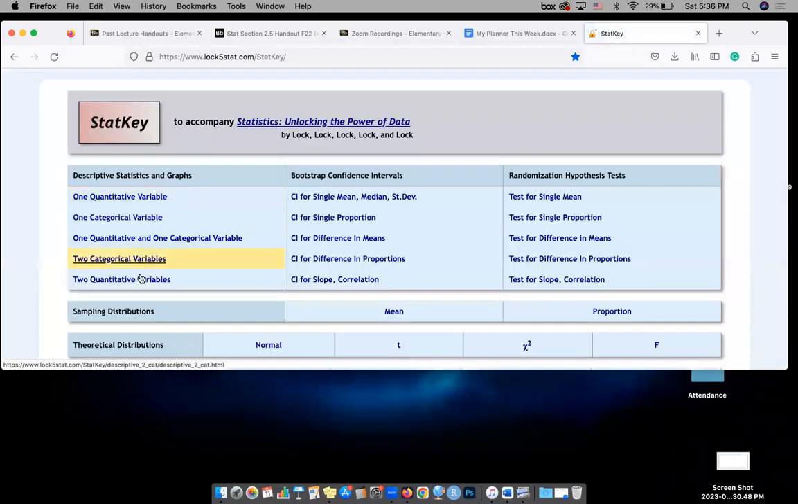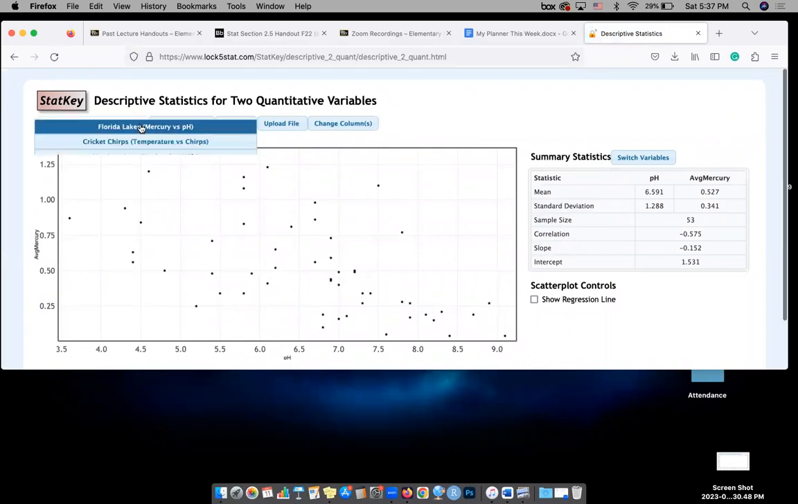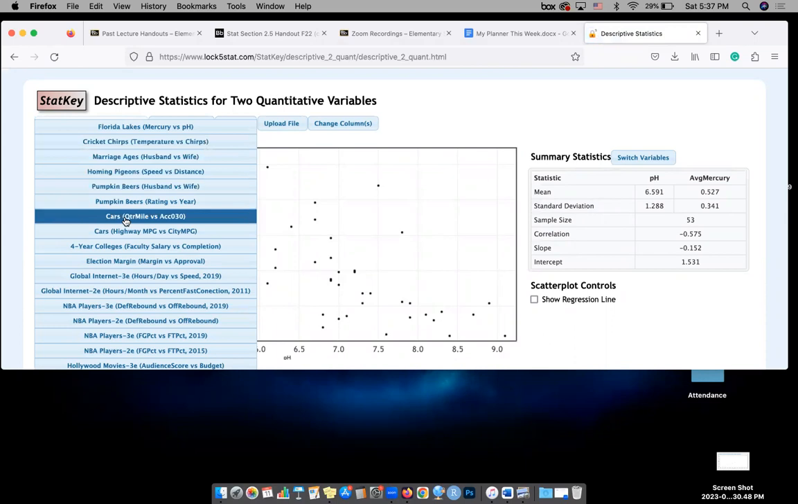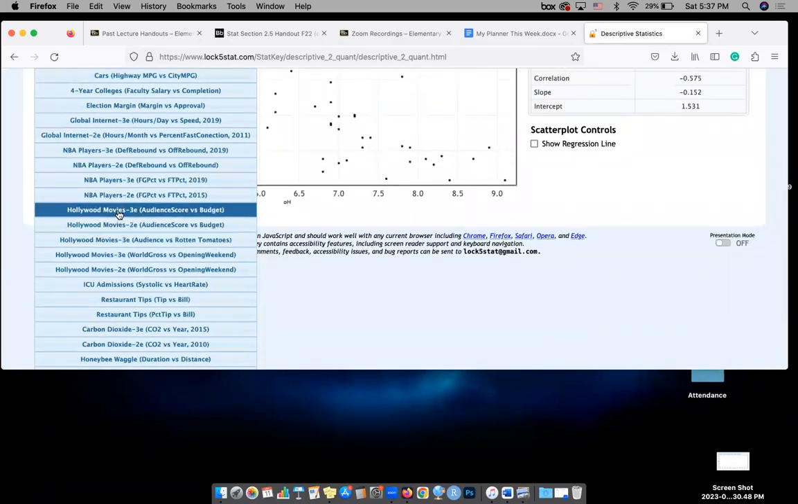Go to StatKey, and this is what we're using, the two quantitative variables, which is the last of the descriptive statistics and graphs. When you go in here, click on the drop down so that you can find the data set that you need. The names here are not in alphabetical order, but I'm looking for the Hollywood movies, third edition. We're always third edition. If there is a second and third, our book is third edition. Audience scores versus the budget.